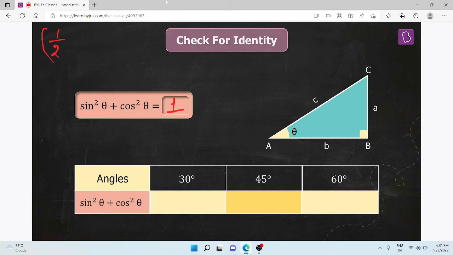So it will be 1 by 2 whole square. Cos 30 होता है root 3 by 2. So root 3 by 2 whole square. ये हो जाएगा 1 by 4 plus 3 by 4. That is 4 by 4, 1.